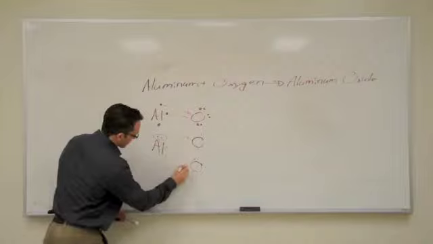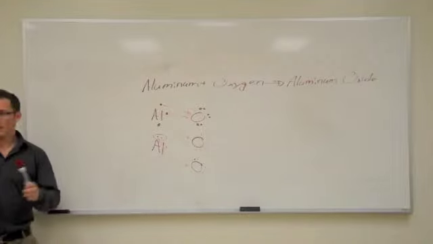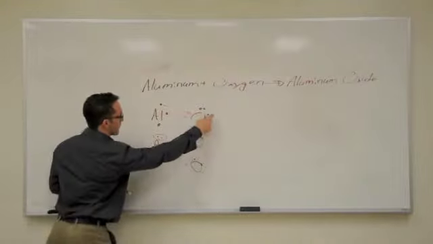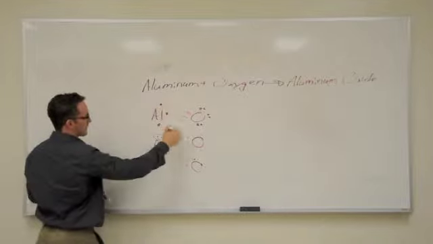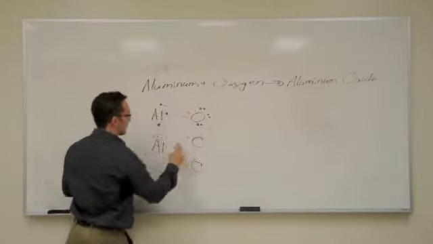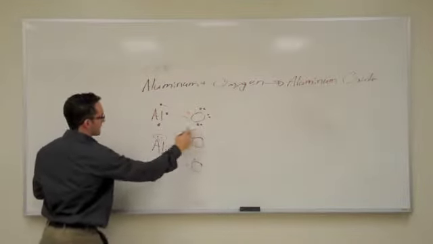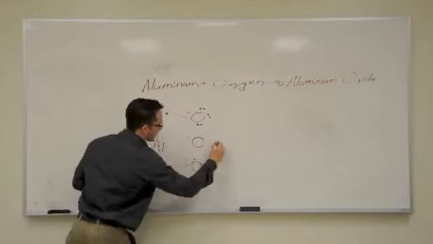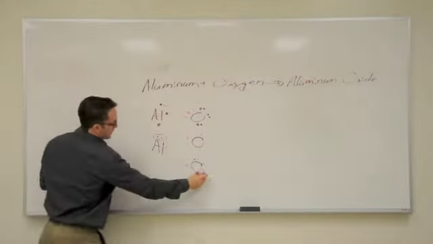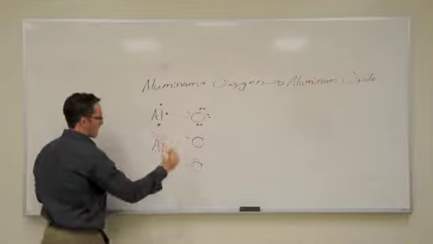1, 2. Let's check our work here. 1, 2, 3, 4, 5, 6, 7, 8. This is happy. 1, 2, 3, 4, 5, 6, 7, 8. This is happy. 1, 2, 3, 4, 5, 6, 7, 8. Bingo.